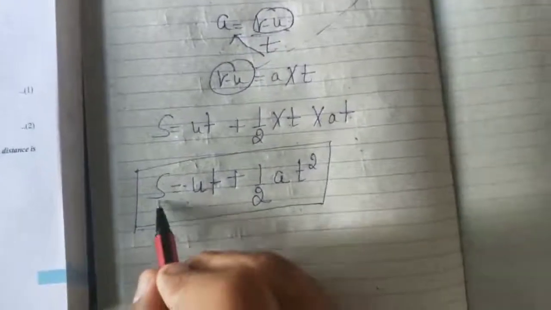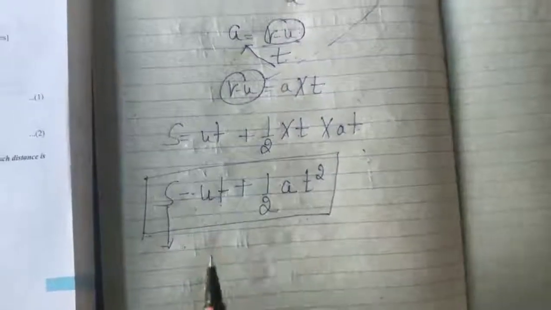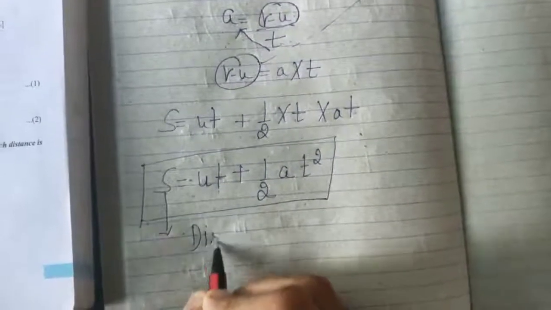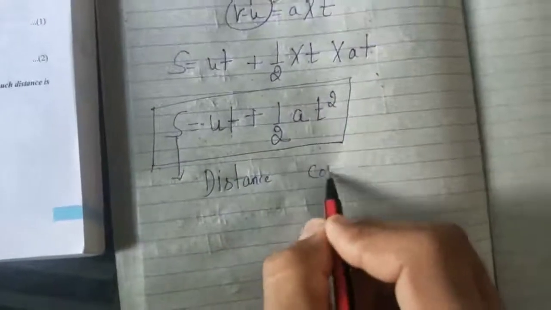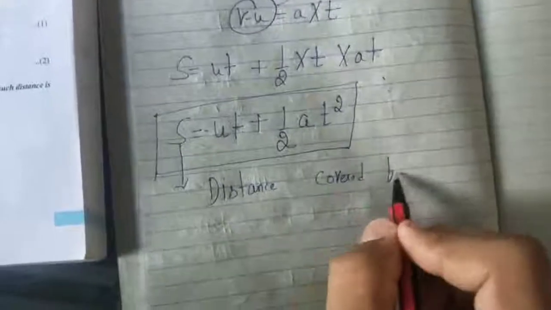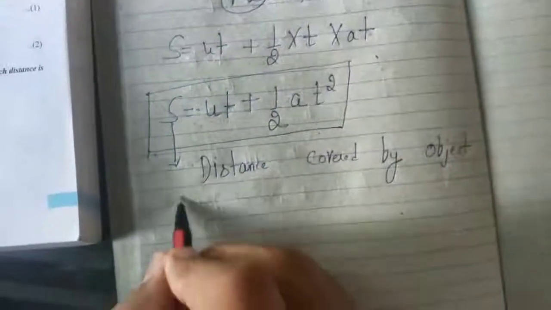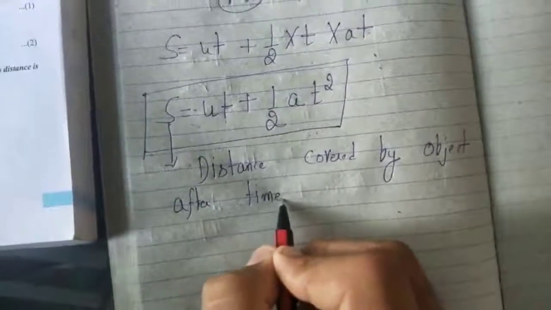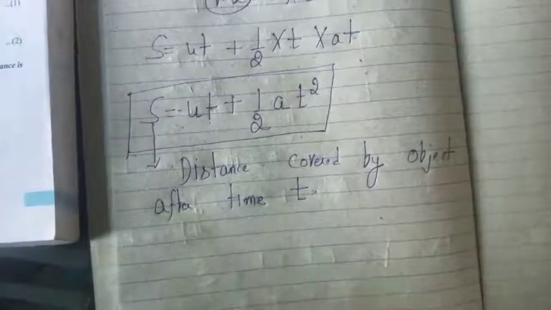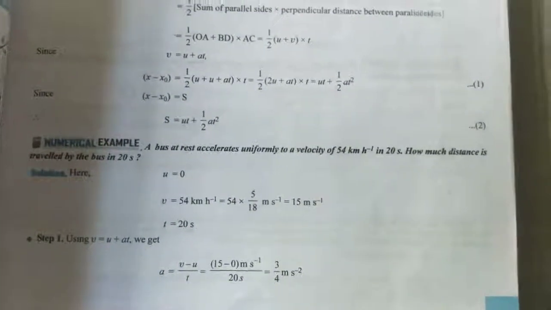This equation tells the distance covered by the object after time t. Okay, so this is the second equation. So do the numerical related to this equation.